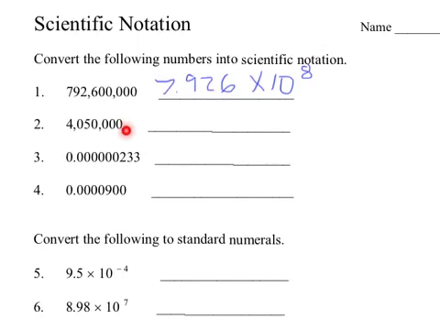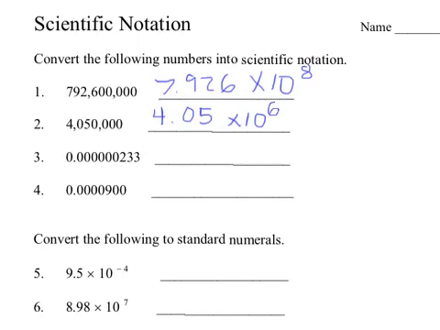The decimal is here. I want to move it to here. So I'm going to record this as 4.05 times 10 to the how many times I moved the decimal, and I moved it 1, 2, 3, 4, 5. I moved it 6 times.